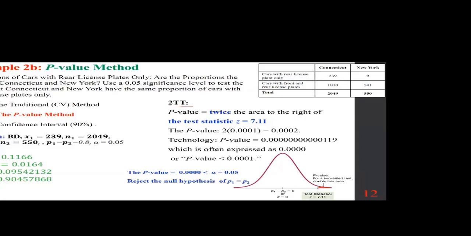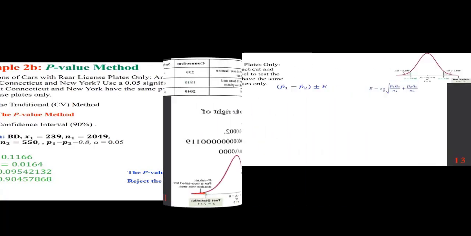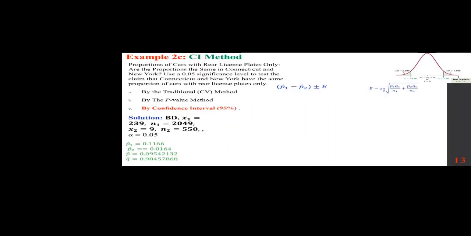So this was the p-value method. Let's go with the confidence interval method. We have the same question. We are looking at the third case, confidence interval. The table was in previous pages. The given stuff here, we have it.